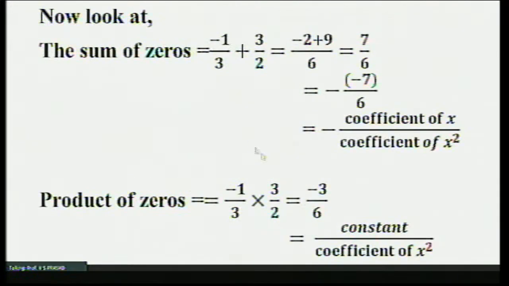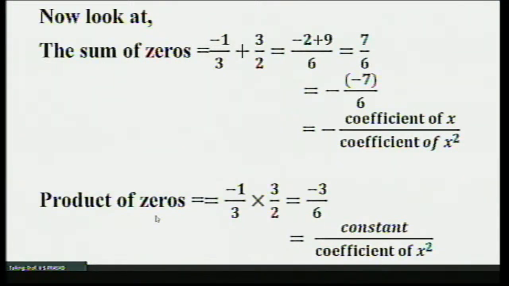Now let us see the relation. Suppose I take the sum of those two zeros. First zero is minus 1 by 3, second zero is 3 by 2. So if I take minus 1 by 3 plus 3 by 2, they know how to do it by taking the LCM of the denominators. The LCM is 6. Therefore, by clearing all those things, you will get the value 7 by 6. Again, as a notation, we write 7 as minus times minus 7 because our coefficient has a minus sign. Therefore, this expression gives minus coefficient of x divided by coefficient of x squared. This is the relation it satisfies.